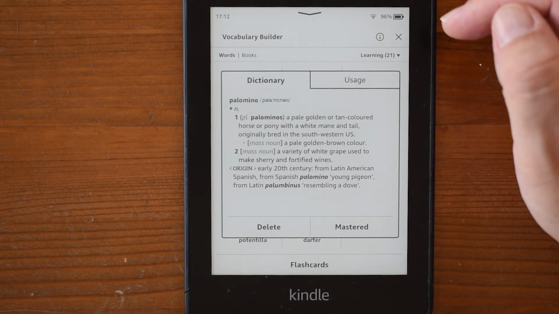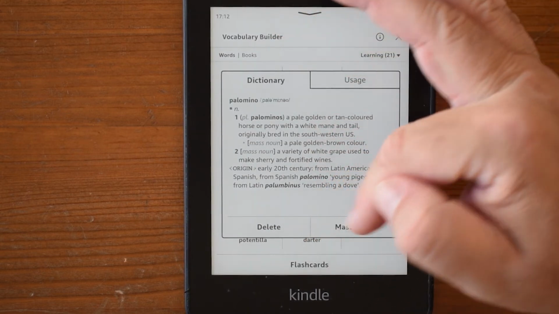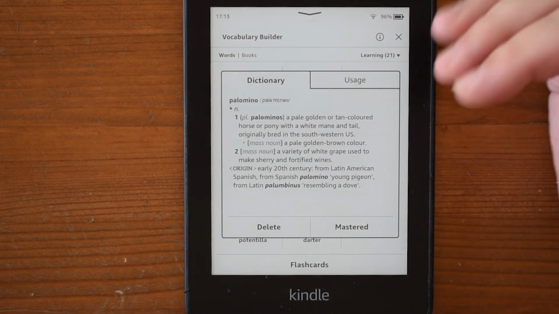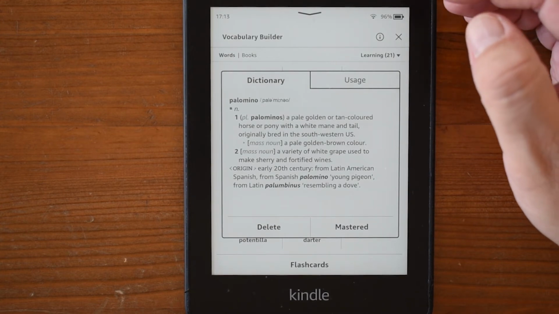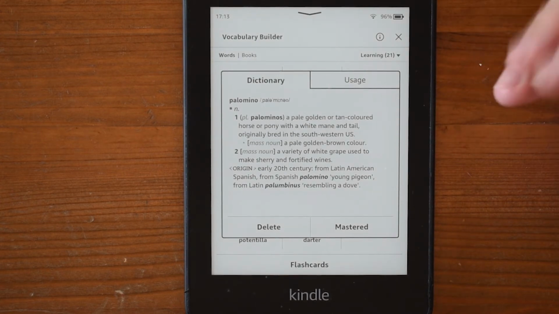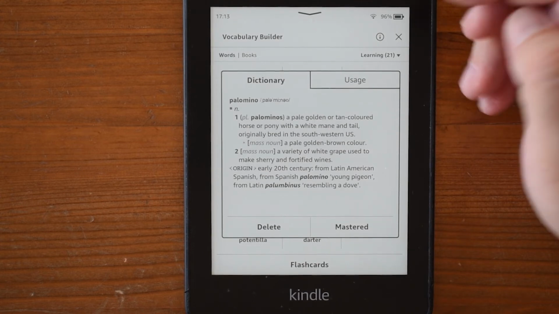I can go back to the dictionary, and then I also can delete it or mark it as mastered. So if I delete it, obviously it's going to disappear from the vocabulary builder, so I will not see it again. If I mark it as mastered, then it will disappear for a short time, but then it will come up later just to test whether I really still remember it.